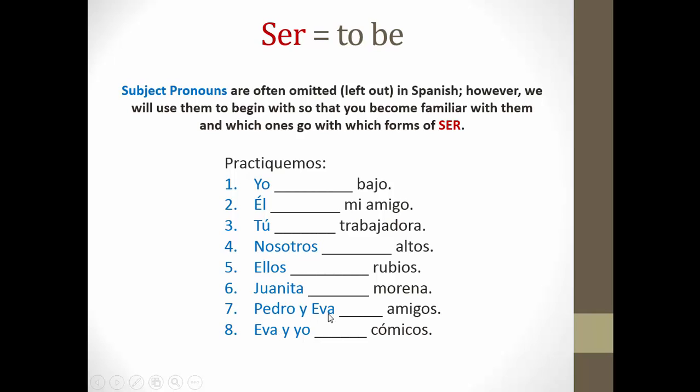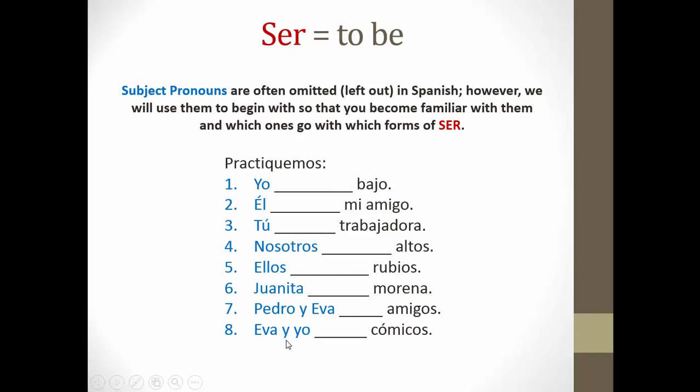Pedro y Eva. So we have two people. Pedro is a boy, Eva is a girl. If we used a pronoun to replace them, we would need to go with they, because Pedro and Eva is like saying they. So we have a boy and we have a girl. When we have a mixed group, we have to go with the masculine form. So make sure that you would use ellos with this one. And you need to match up which form of the verb ser to use with ellos. The correct answer is son. So you should put Pedro y Eva son amigos, which means Pedro and Eva are friends.